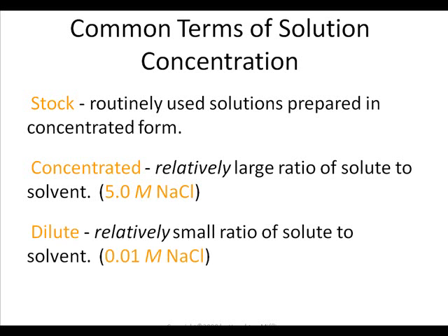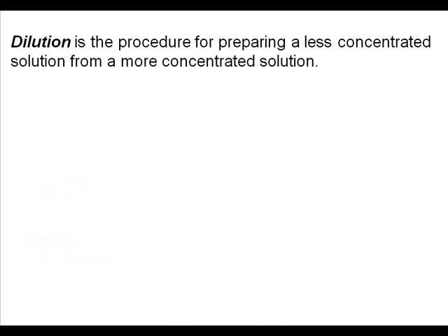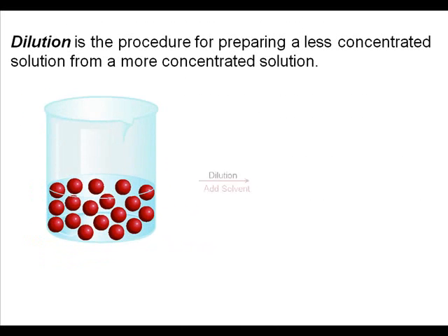Something that is considered dilute is a relatively small ratio of solute compared to the solvent. For example, if you have a 0.01 molar solution of salt, it means that you have 0.01 moles in a full liter of, for example, water. And clearly that level of salt is not very much, and we refer to it as a dilution. When we carry out a dilution, it's preparing a less concentrated solution from a more concentrated one.